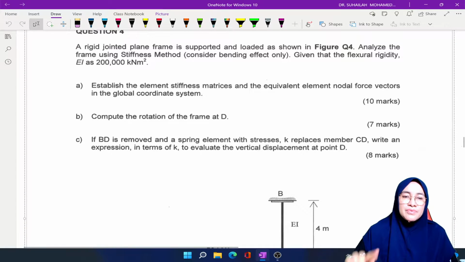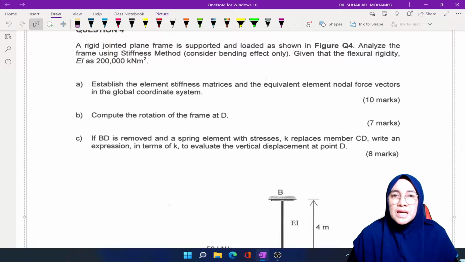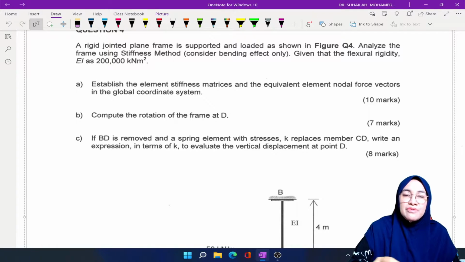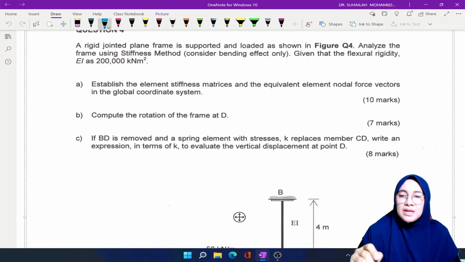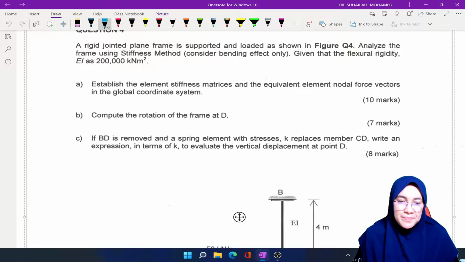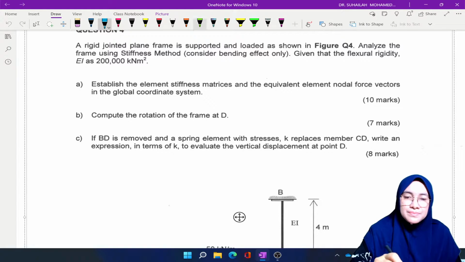This is a rigid jointed plane frame that is supported and loaded as shown. Analyze the frame using stiffness method. Consider bending effect only. Given that the flexural rigidity EI is 200,000 kN meter square. Okay, question number 1.